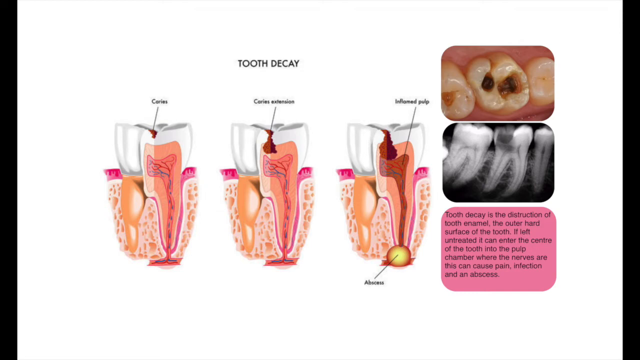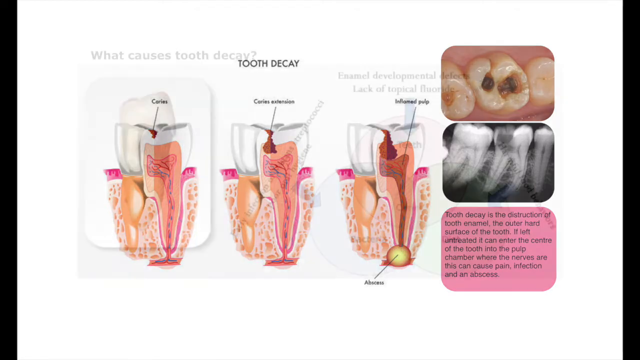This occurs when the acid in our mouth, after we have eaten sugar, eats away at the teeth. It begins by destroying the outer layer, the enamel, the harder surface of our teeth. If left untreated, the decay can progress towards the centre of the tooth until it reaches the pulp chamber. This is what causes toothache, infections, and dental abscesses.